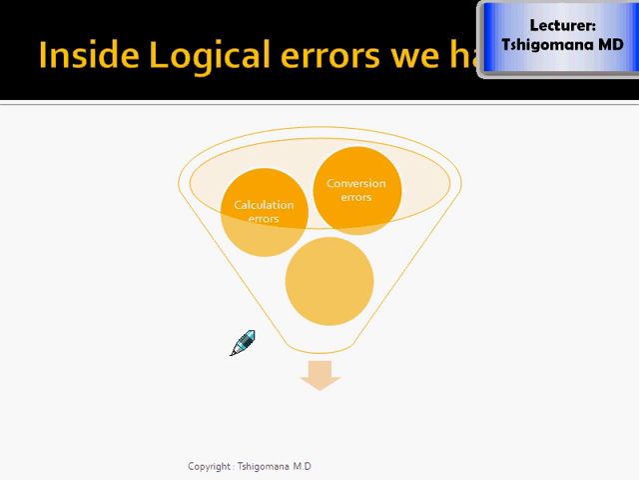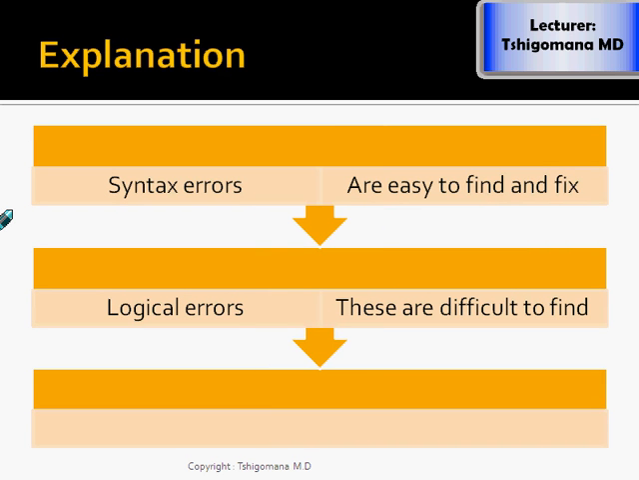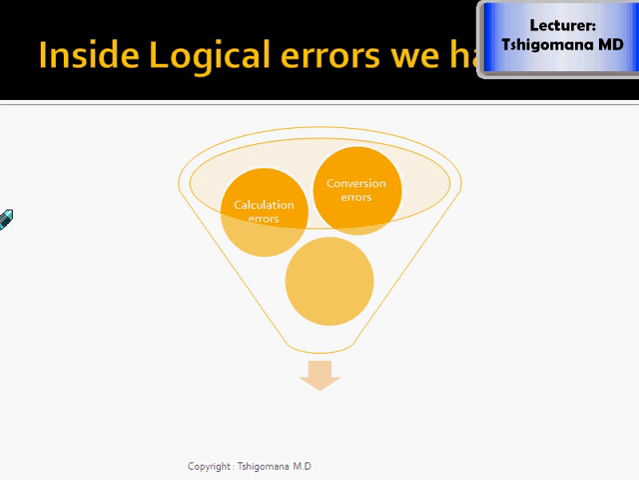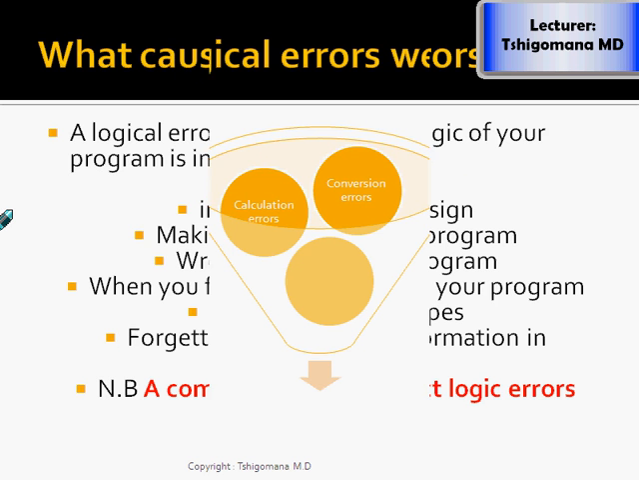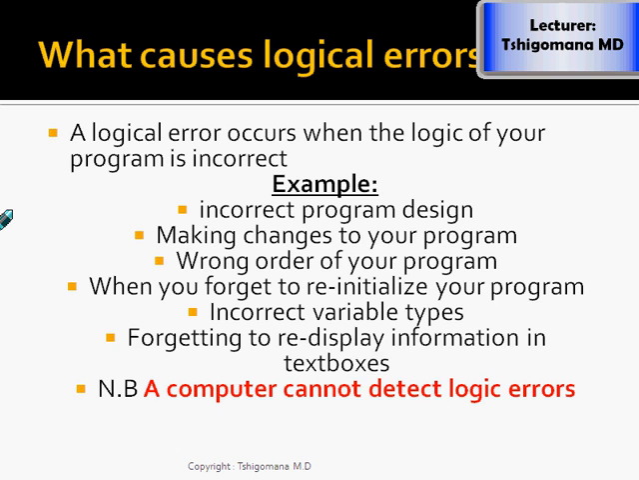Right, let us look inside logical errors. What is it that we have inside logical errors? Inside errors that happen especially when the program is running, we have what we call calculation errors as well as conversion errors. Now, what is it that causes logical errors? That is a $64,000 question that one must ask.